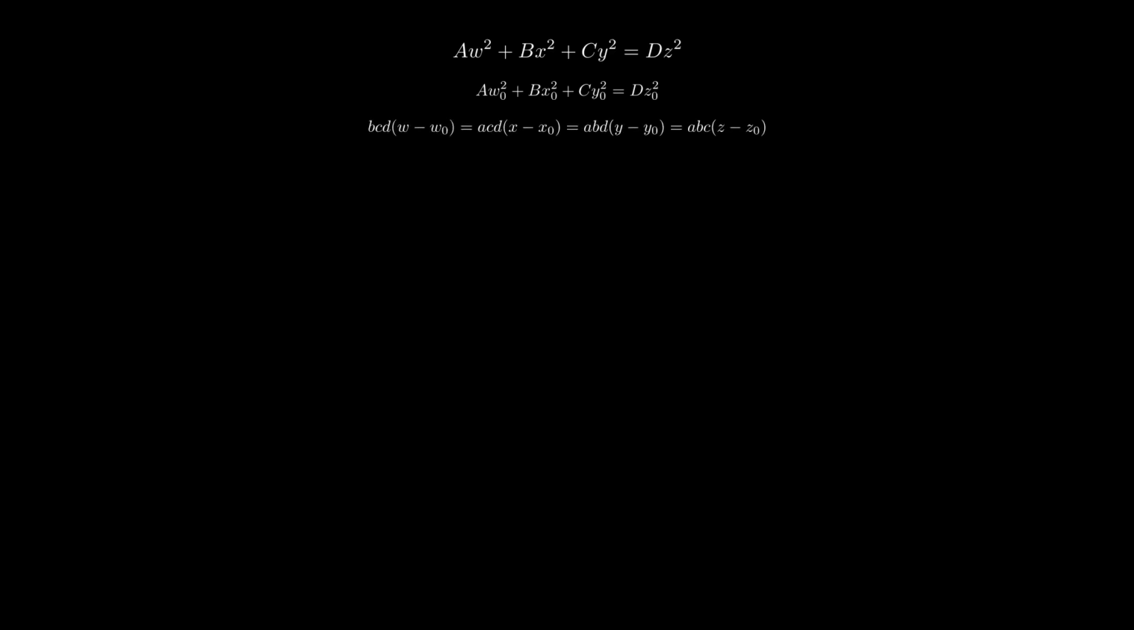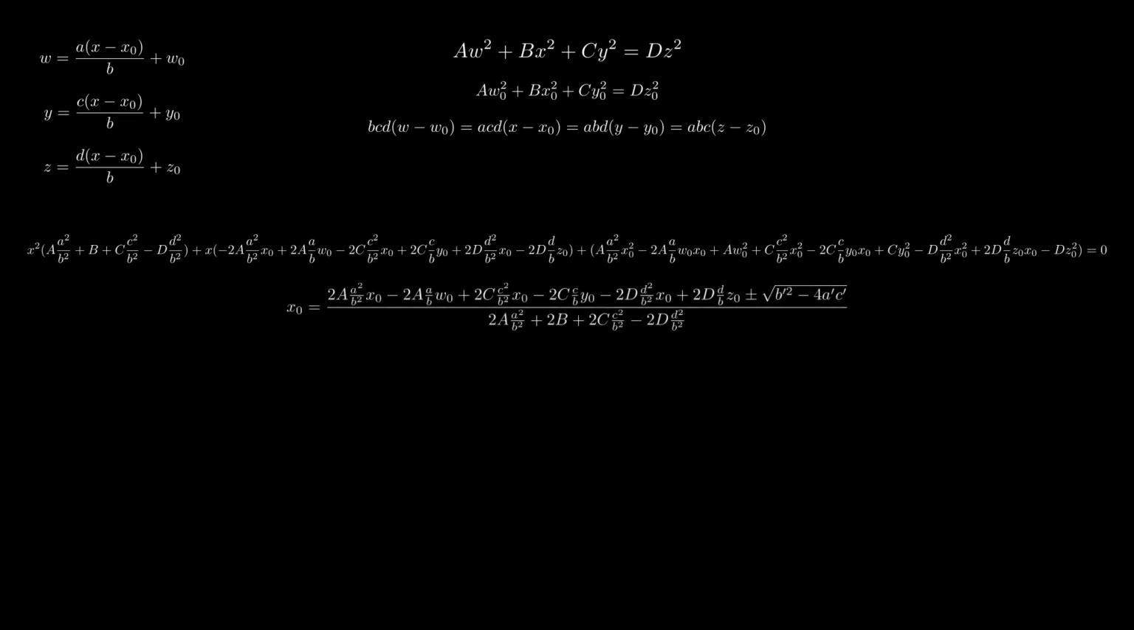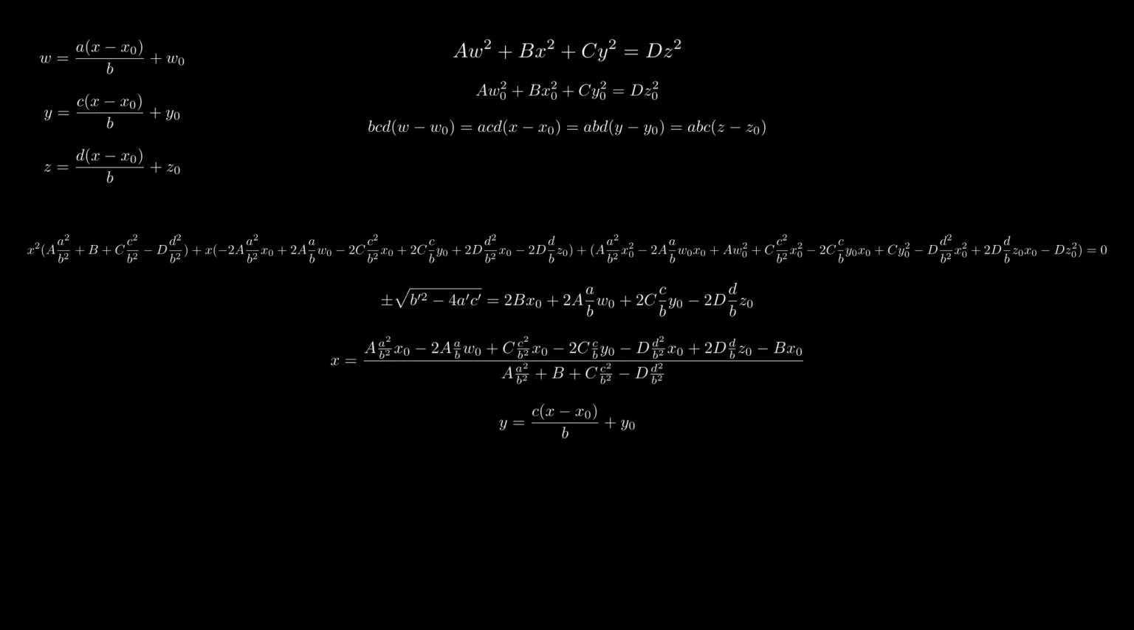The idea then is to get everything in terms of x first, so that we can solve for x, just like before. Here I'm using the same trick, where I avoid solving for the discriminant by setting x to x0. Now that x is solved, I have w, y, and z equations that I can substitute x into.